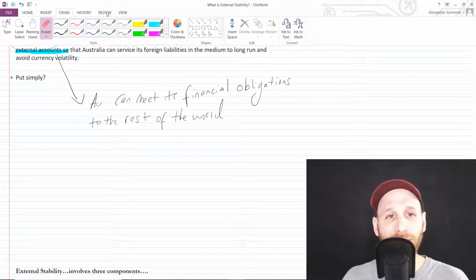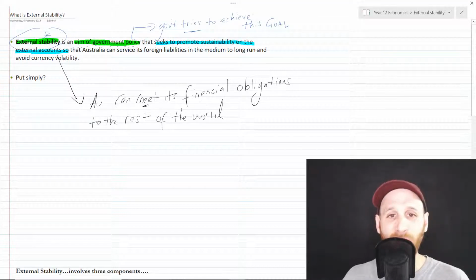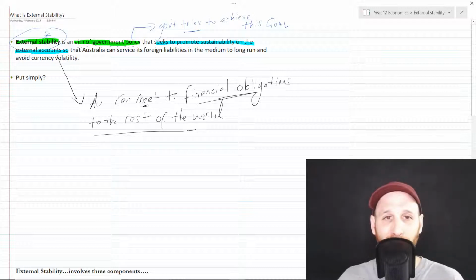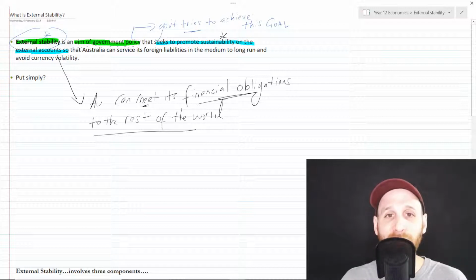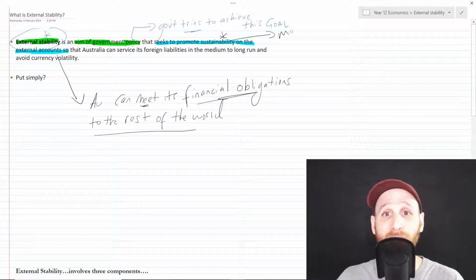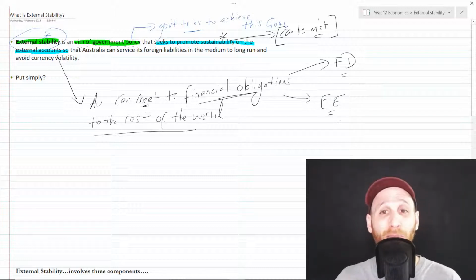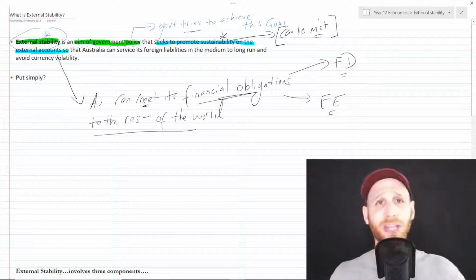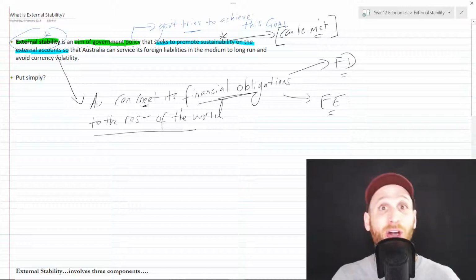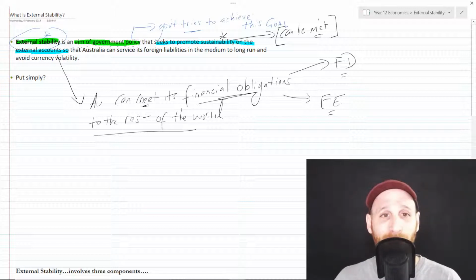what we're saying is that Australia can meet its financial obligations to the rest of the world. When it says seeks to promote sustainability, that it's sustainable, that our relationships with other countries financially, that our obligations with other countries can be met, right? And when we're talking about these financial obligations, we're saying Australia can meet its foreign debt, Australia can meet its foreign equity obligations. So we can repay the principal and we can service the debt. We can give the ongoing rewards to investors when they provide foreign equity.